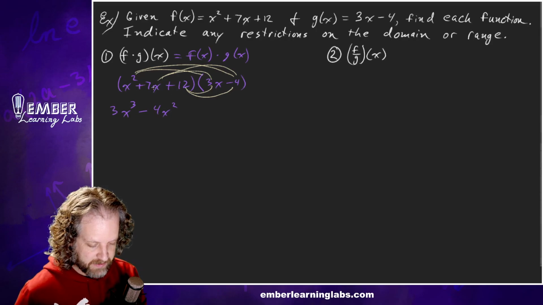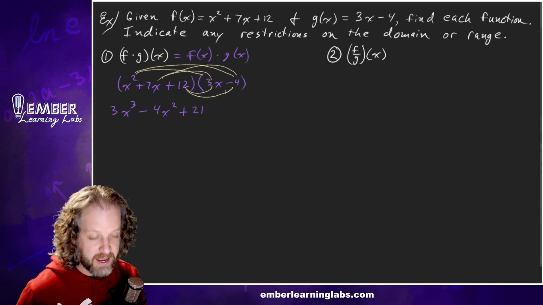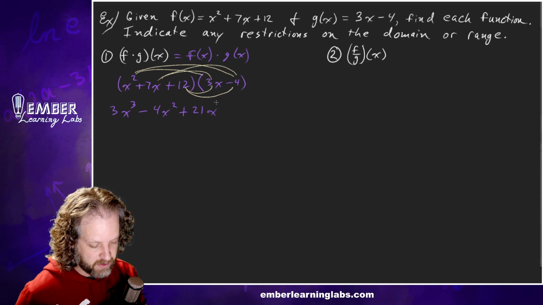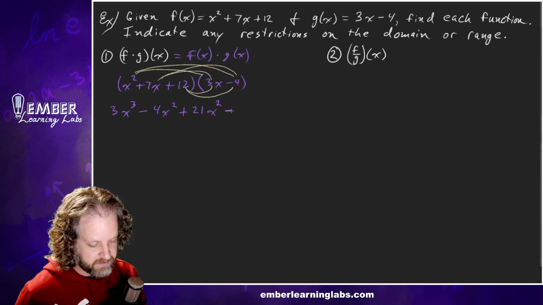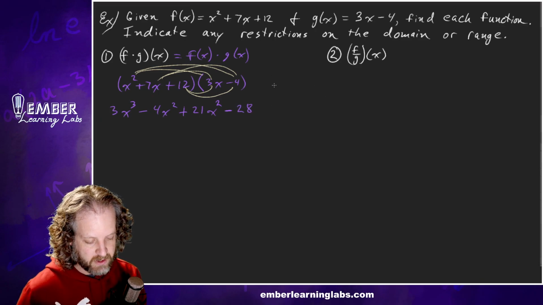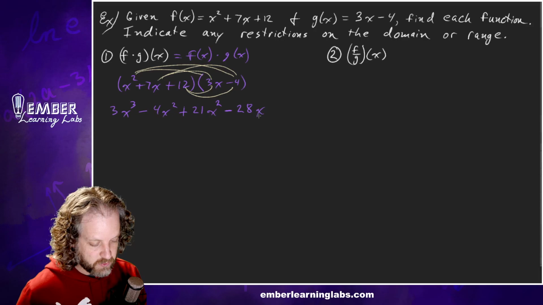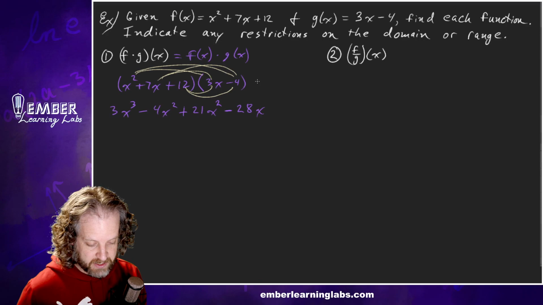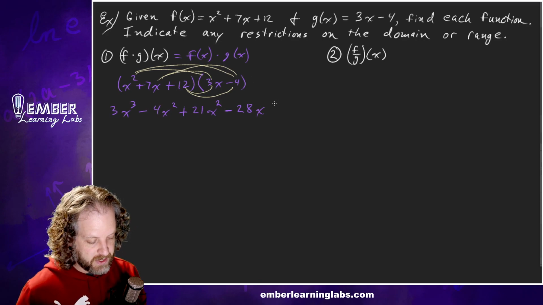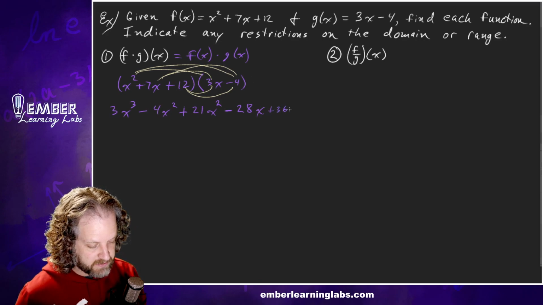We're going to go to this one. 7x times 3x is plus, so positive, 21, because 3 times 7 is 21. x times x is x squared. 7x times negative 4 is negative, because positive times negative is negative. Negative 28, because 4 times 7 is 28. And there's just 1x. Great. And then we did all that one. We're going on to the 12. So 12 times 3x is plus 36x. 12 times negative 4 is minus 48.